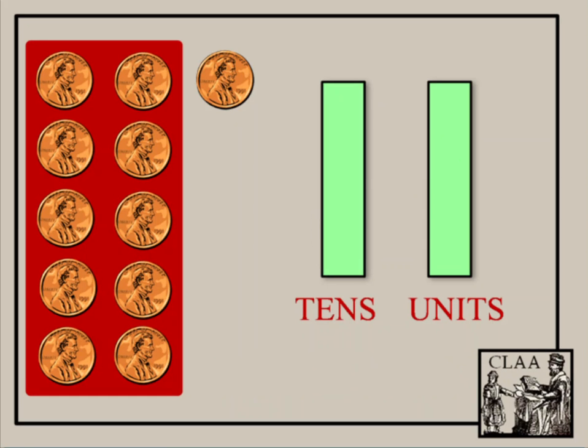How many pennies are on your screen? Let's count it an easy way. We know that the pennies in the red box make one set of 10 pennies. And there's 1 penny left over. If we write this number, we write that there are 1 set of 10 and 1 unit left over. This is the number 11. 11 is made up of 1 set of 10 and 1 unit left over. 11.